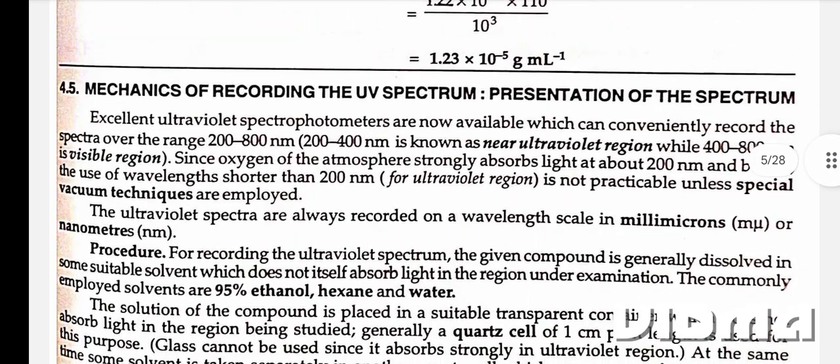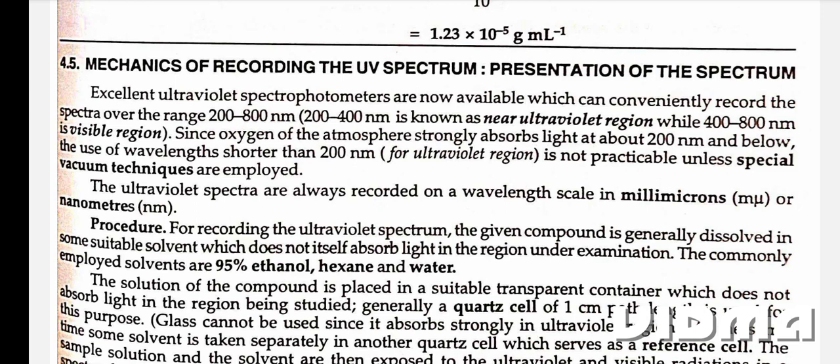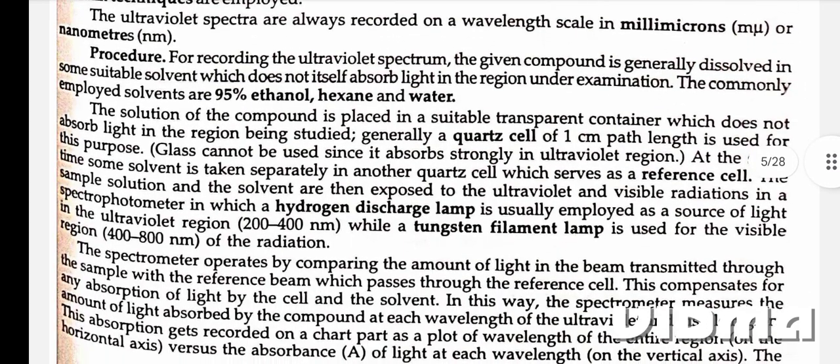Now, mechanics of recording the UV spectrum, presentation of the spectrum. Excellent ultraviolet spectrophotometers are now available which can conventionally record the spectra over the range 200 to 800 nanometers. Since oxygen of the atmosphere strongly absorbs light at about 200 nanometers and below, the use of wavelengths shorter than 200 nanometers is not applicable unless special vacuum techniques are employed. The ultraviolet spectra are always recorded on a wavelength scale in millimicrons or nanometers.